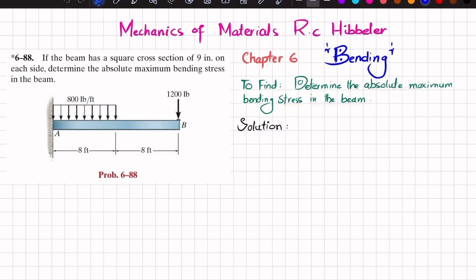So let's start with the solution. The first step is that if you remove this fixed support at point A, you will have a reaction force, which is represented as RA, and you will have a moment, which will be MA.